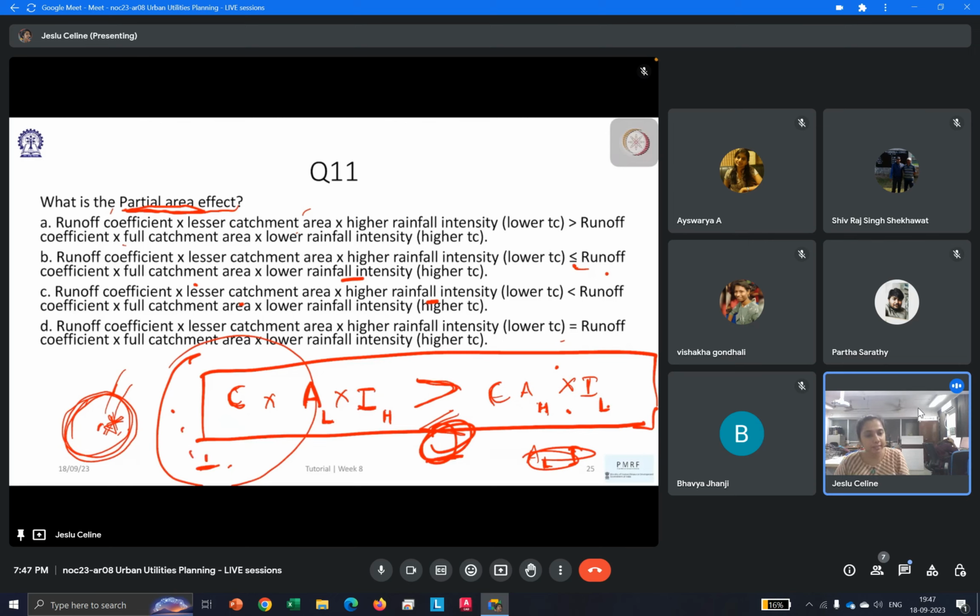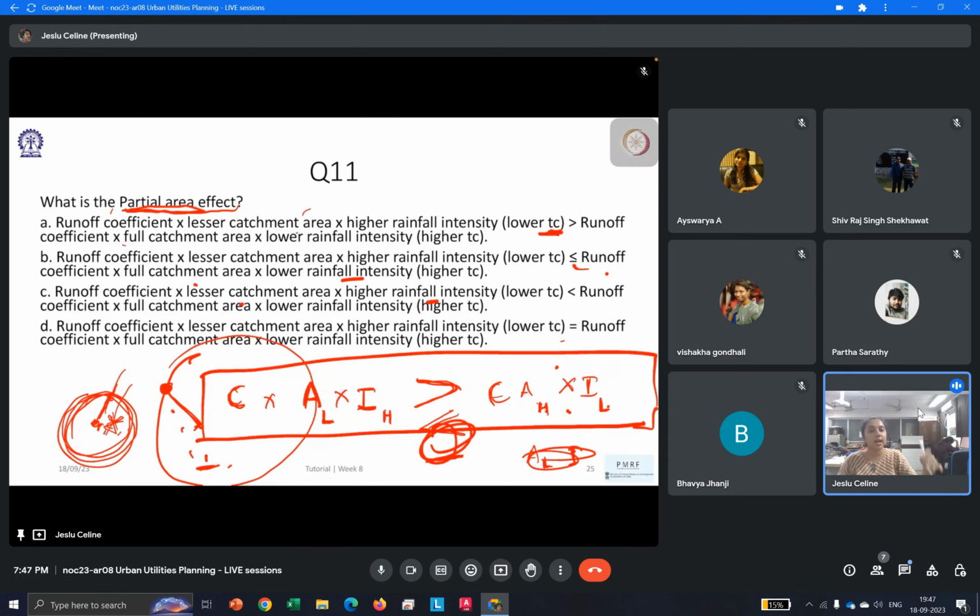Also because the intensity is less, whatever runoff you're getting will be less, because in a small region itself there is a high amount of intensity which is falling. Now TC is the time of concentration, or the travel time, which is the minimum time taken for water to travel from one point to another. Here it said a lower travel time, because the area is small, the time taken to travel will also be lower. That's why lower TC is given. When the area is big, the time taken to travel will also be higher.